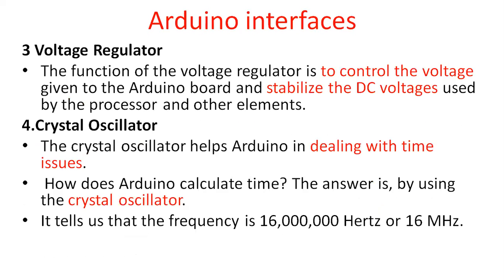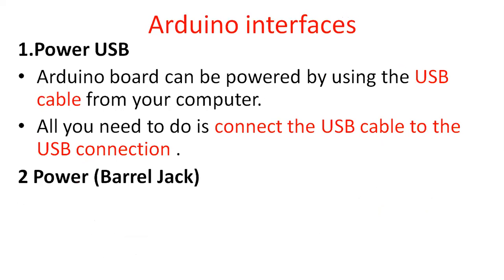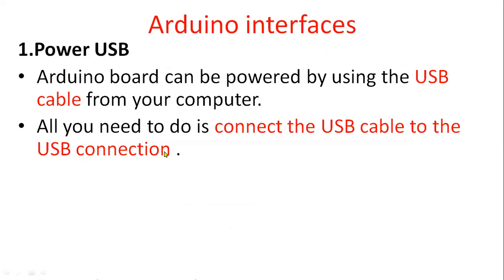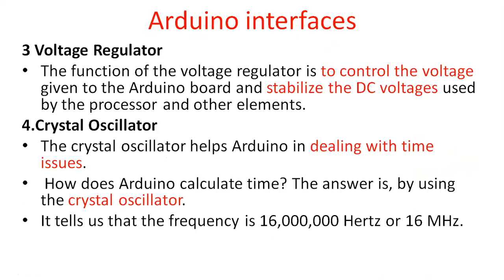Here coming to the voltage regulator. What is the third one? If you come to the board, the third one indicates the voltage regulator. What is a voltage regulator in this case? The function of the voltage regulator is to control the voltage given to the Arduino board. It is used for controlling and stabilizing the DC voltages, and it is used by the processor and other elements.